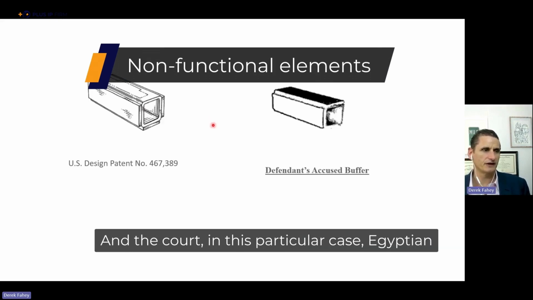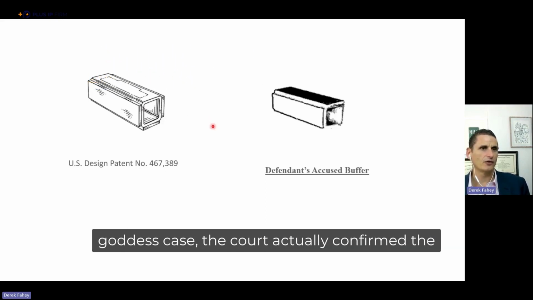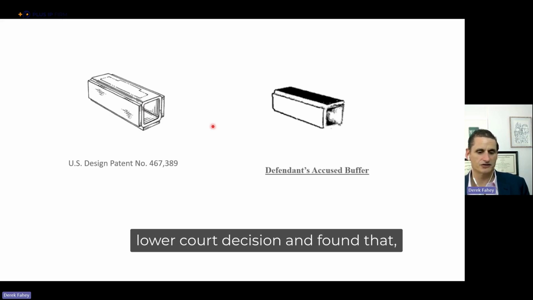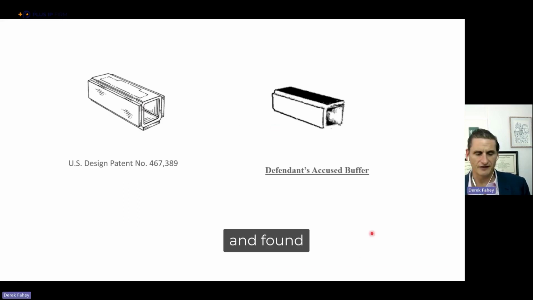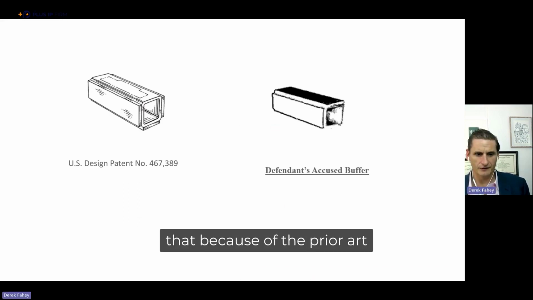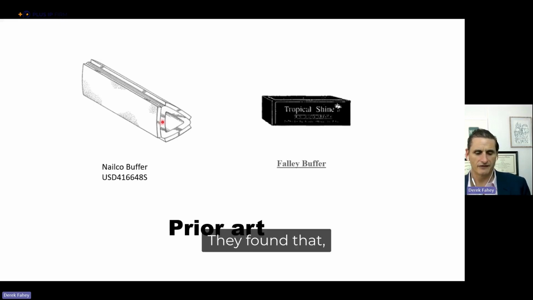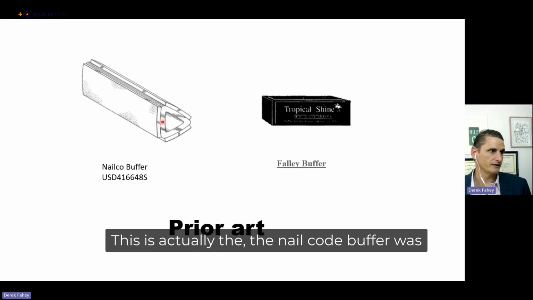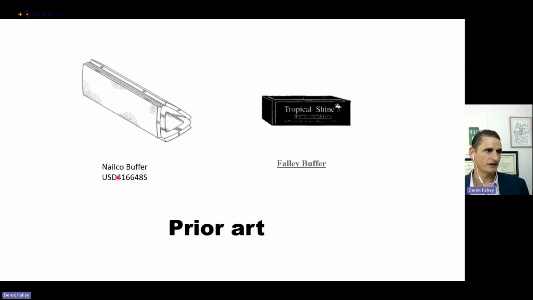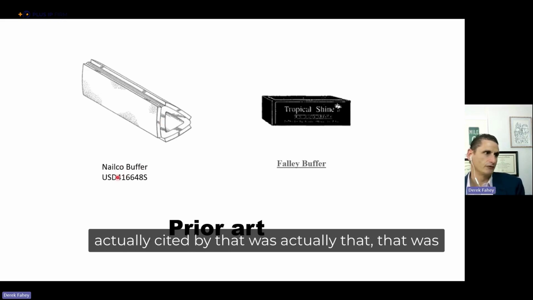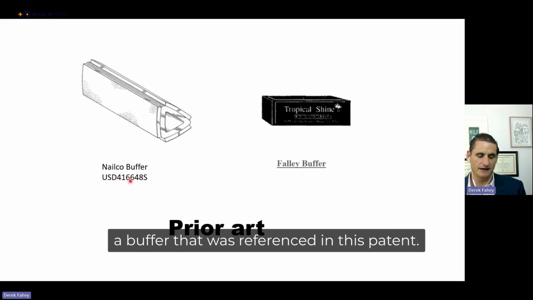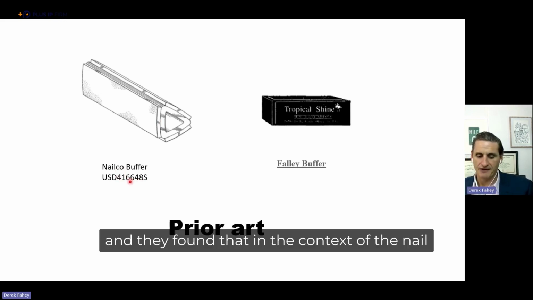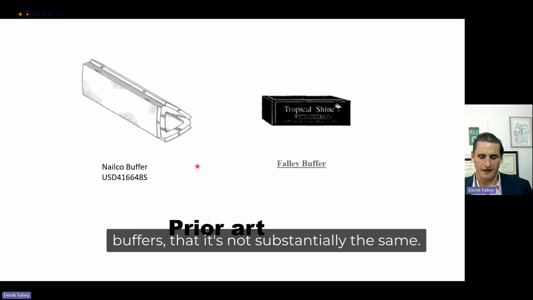And the court, in this particular case, the Egyptian Goddess case, actually confirmed the lower court decision and found that because of the prior art here, they looked at the Nailco buffer. The Nailco buffer was actually cited by that, was a buffer that's referenced in this patent. And they found that in the context of the nail buffers, it's not substantially the same.